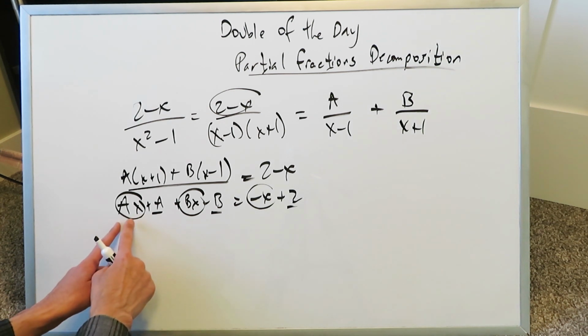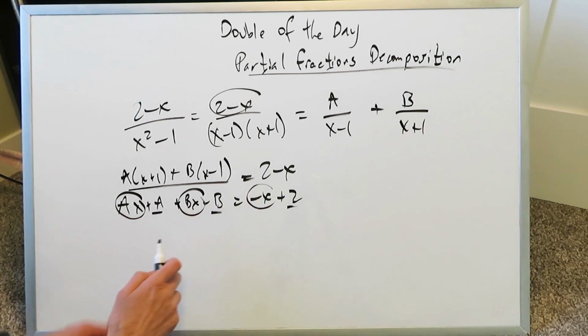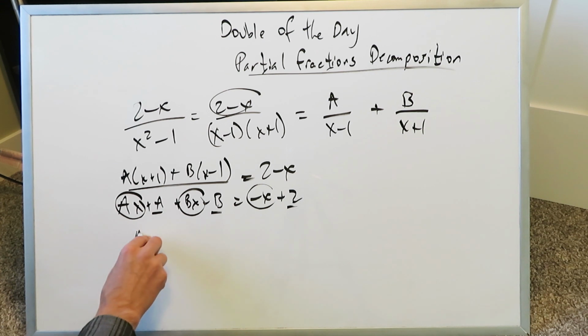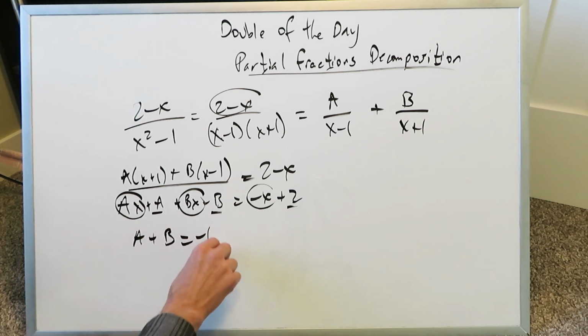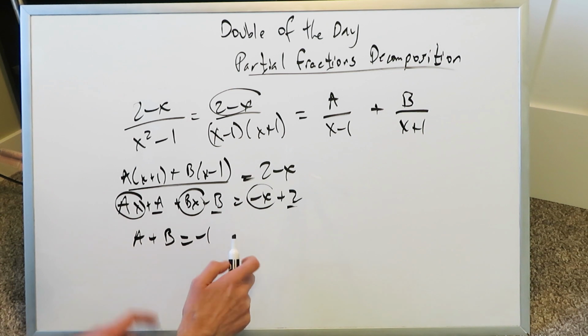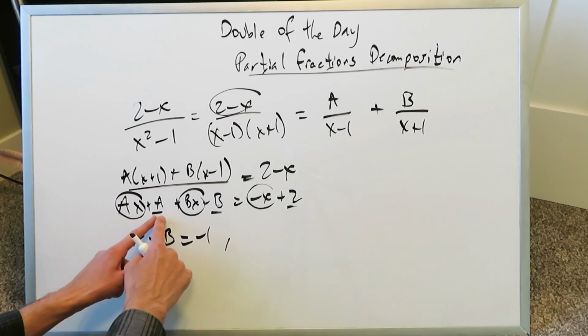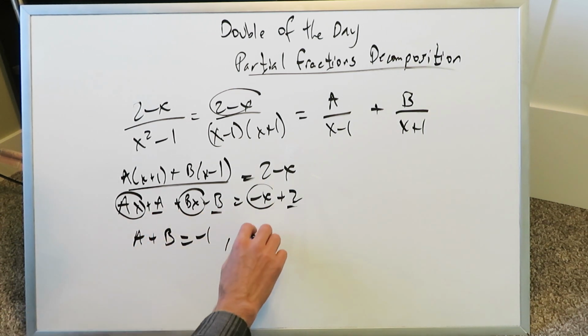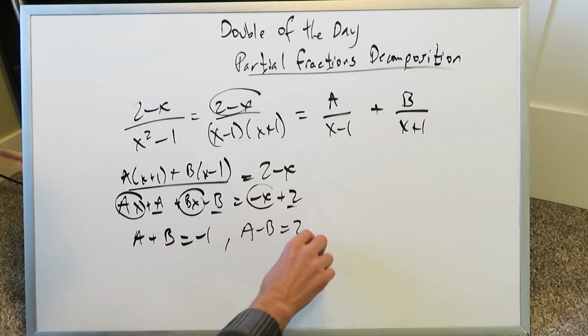Only their coefficients. I have ax plus bx equals minus x. I'm only looking at their coefficients. You have a plus b is equal to minus 1. See? A, b, and minus 1. My other equation are the constants. I have a minus b and a 2. A minus b equals 2.